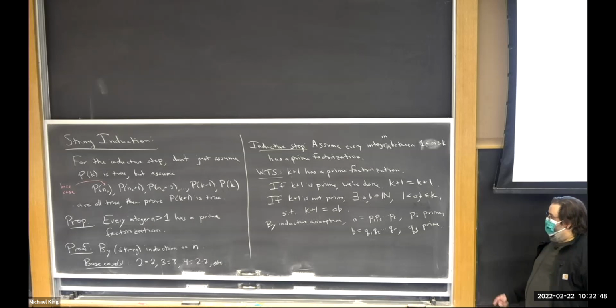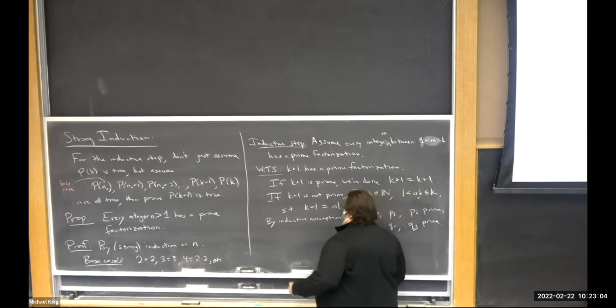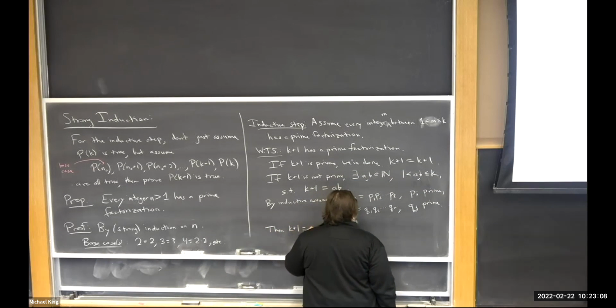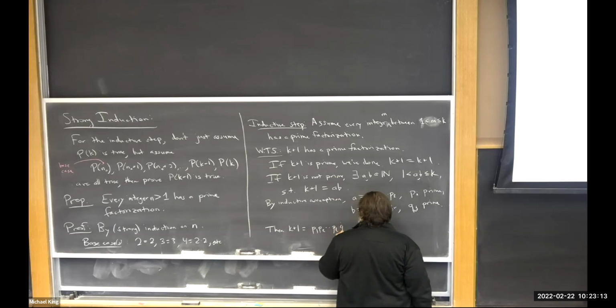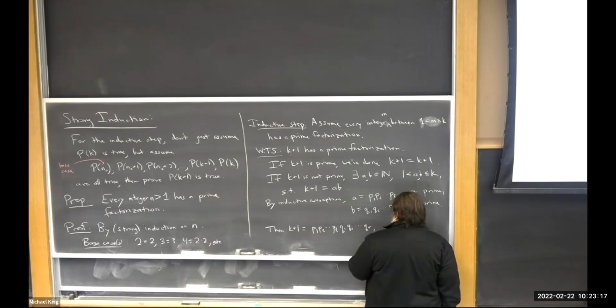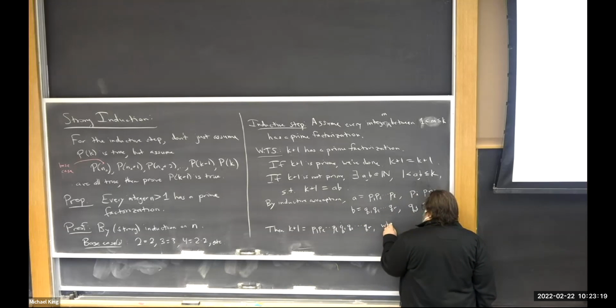And then is it clear now that k plus 1 has a prime factorization? Why? Don't mean this to be a hard question, just kind of the obvious, right? You just stick them together. And then k plus 1 is p1, p2 through pl times q1, q2 through qr, which is a prime factorization.